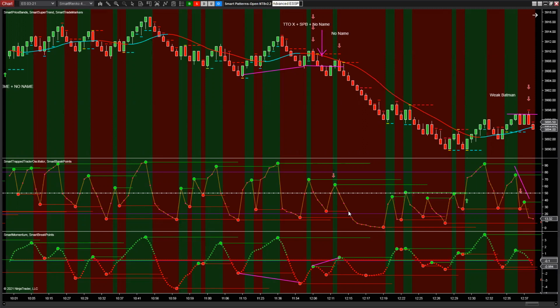Somebody said, what are we going to call it? And I said, oh, we'll just call it no name for a while. And that was months ago and it still is. But basically, here's how the no name works. We have these smart breakpoints, this green line and this red line.